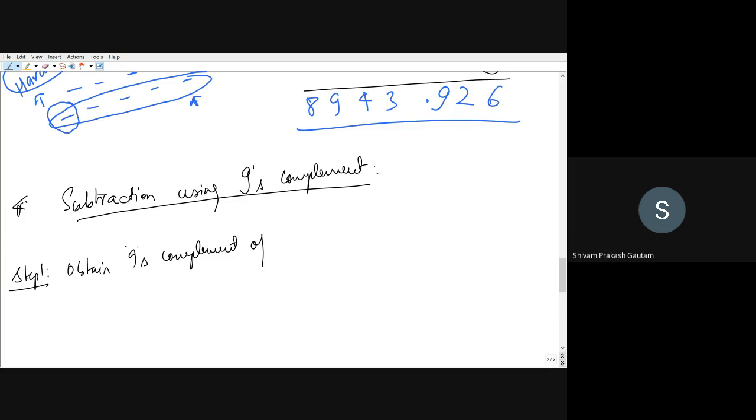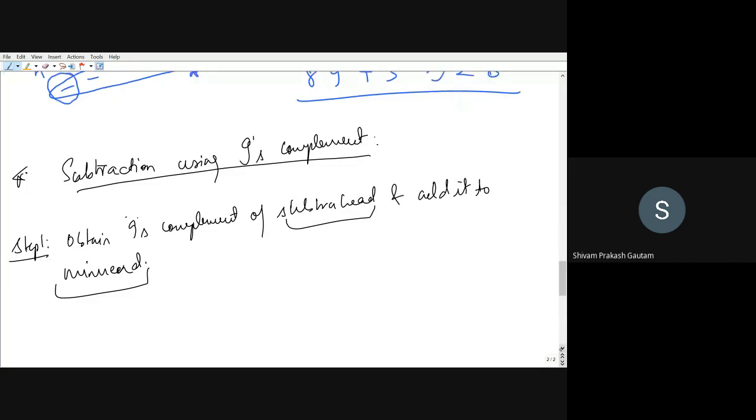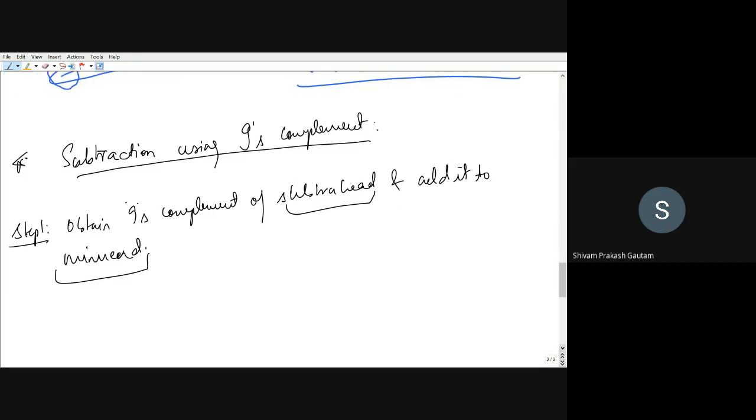of the subtrahend, meaning the number which has to be subtracted, and add it to the minuend. The minuend is the number from which it has to be subtracted, and the subtrahend is the number which has to be subtracted. So this is step 1.